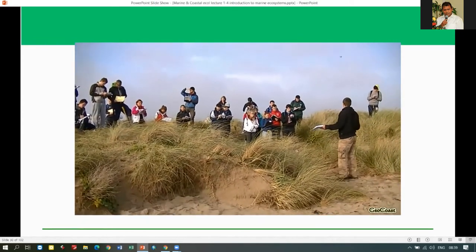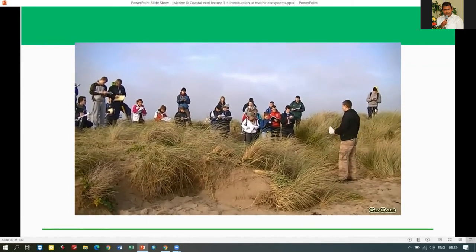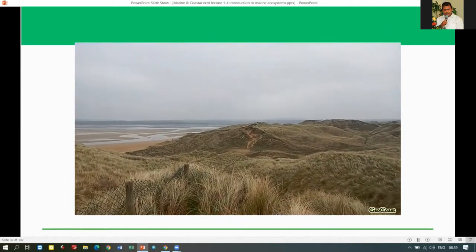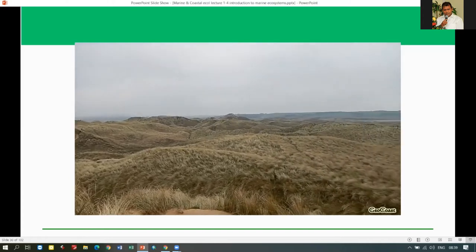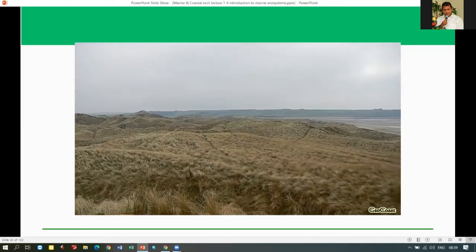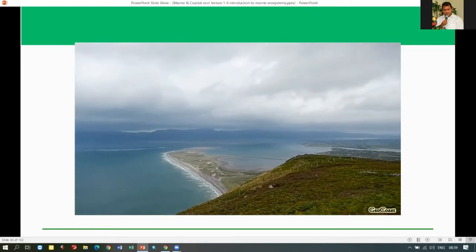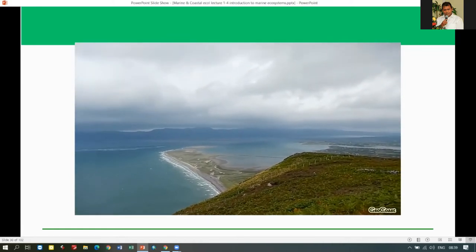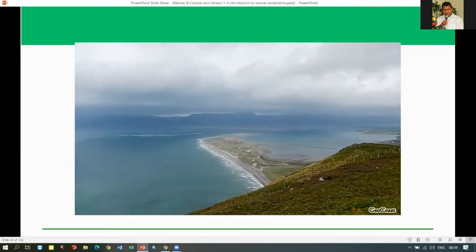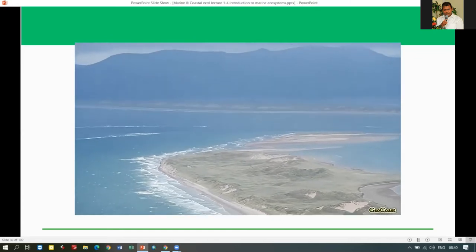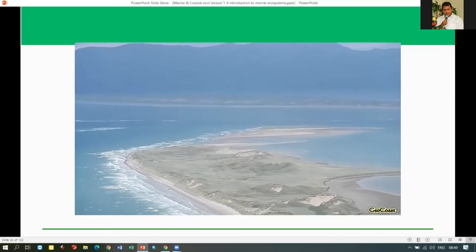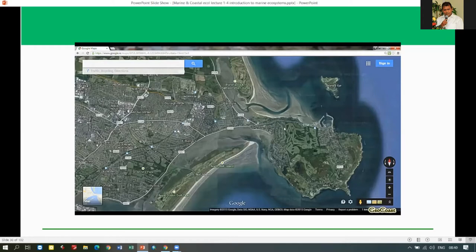They can be low relief sand dunes, like these in Ballycotton Bay, or larger sand dunes, as we can see here in Tramore in County Waterford, which are also colonized by marram grass, which stabilizes the sand dunes. If a beach is attached to the mainland at one end and extends out to sea, this is called a spit, like this one in Rossbeigh in County Kerry, which is also topped by sand dunes. And if the spit grows out to connect the mainland to an island, this is called a tombolo.